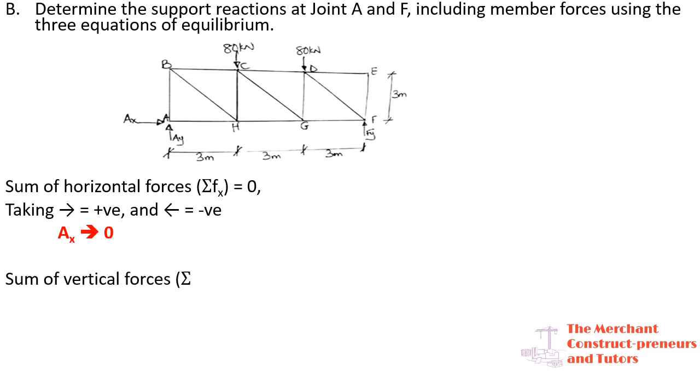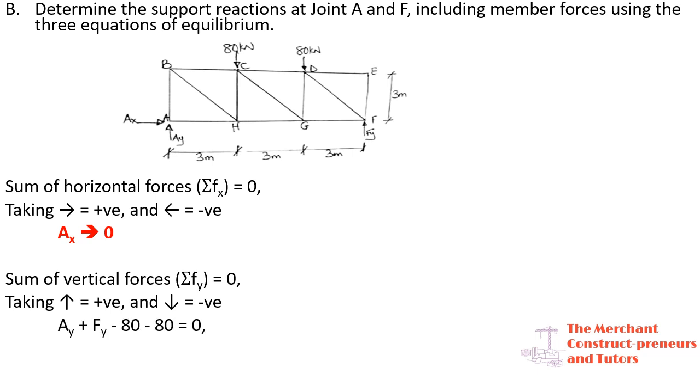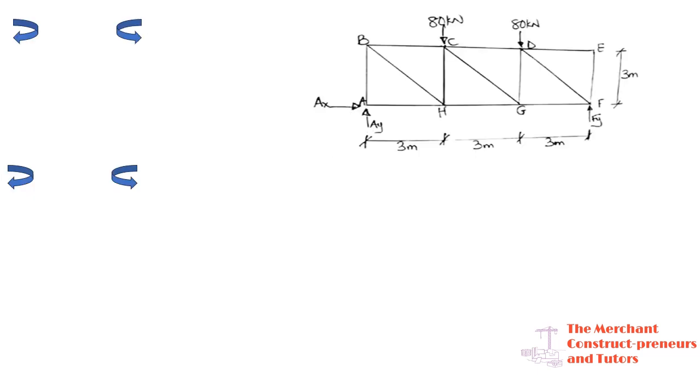The next equation of equilibrium we consider is the sum of vertical forces. Take the sign convention as upward force positive, and downward force negative. Upward forces we have AY and FY, and downward forces we have minus 80 kilonewton at point C and 80 kilonewton at point D. When you compute, you have AY plus FY equals 160.